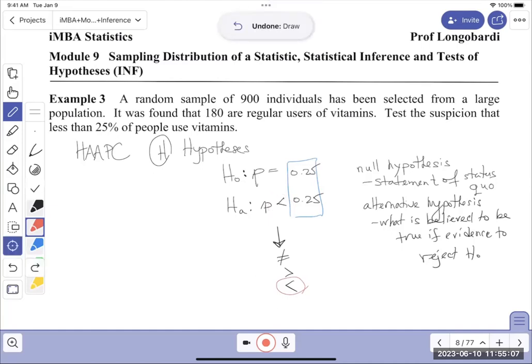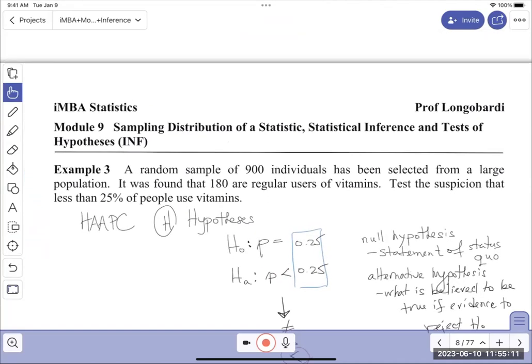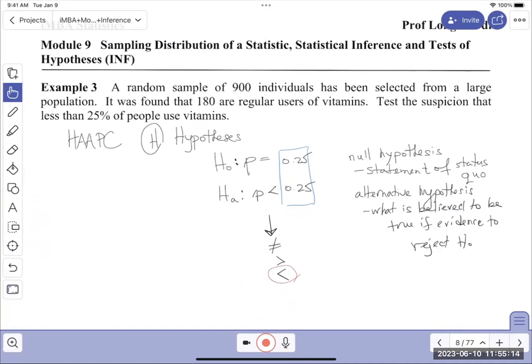I don't want to confuse you, but okay, that has to be less. All right, so that's the rule. The rule is it's always going to look like this. And whatever number I put here, this must be an equal sign in the null. That's really important, because the next step needs it.